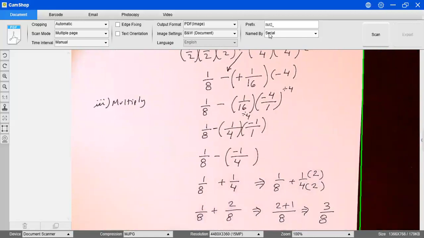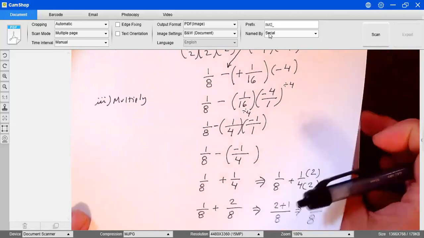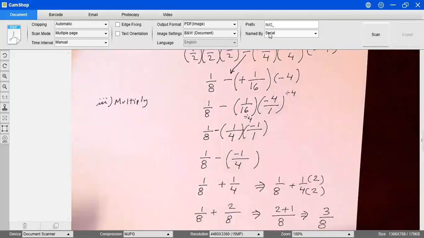So this is a long problem. But it's important because you saw all the different steps that we needed to perform to get to the final answer. So that's example 6.